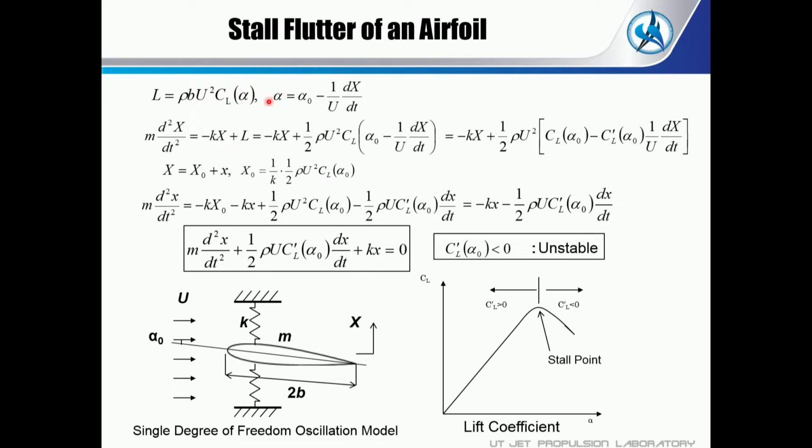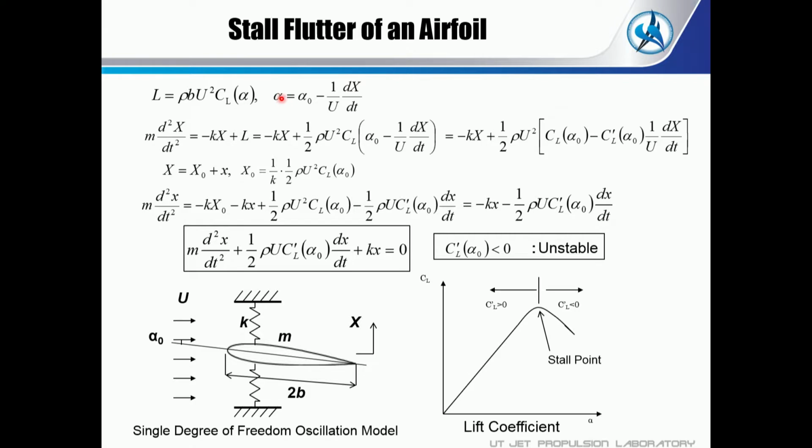And the instantaneous angle of attack is expressed like this. Alpha 0 is the initial angle of attack at the equilibrium position. And we have this additional change in angle of attack by oscillation. dx/dt is the velocity of this translational motion. So we can use this alpha in this CL. And this is the equation of motion.